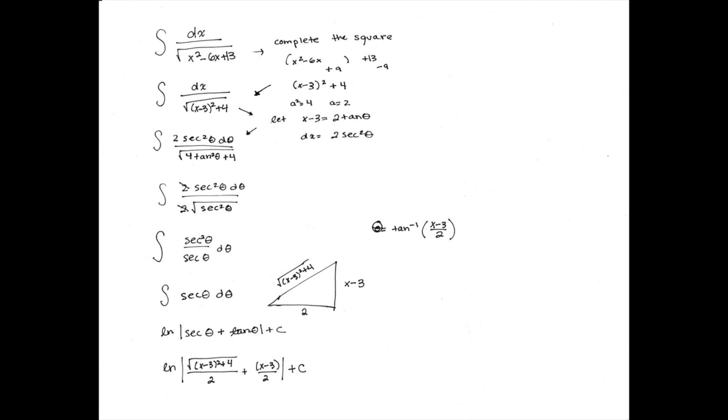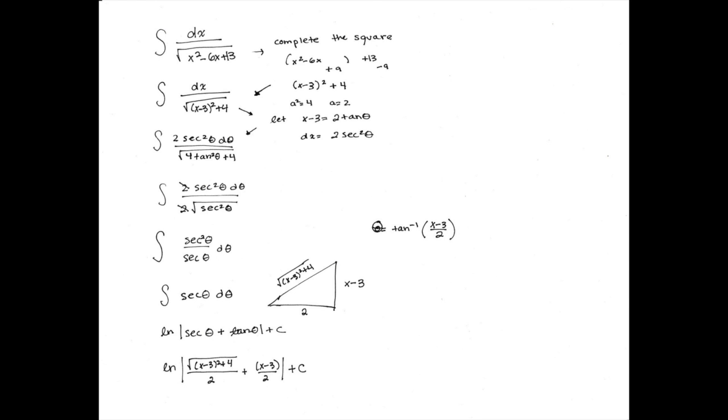Now we're going to have to substitute back in for theta, because remember our problem was originally in terms of x's, not theta. So we're going to have to make a triangle. Since we let x minus 3 equal 2 tangent of theta, we can say that tangent of theta equals x minus 3 over 2, and so theta equals tan inverse of x minus 3 over 2.